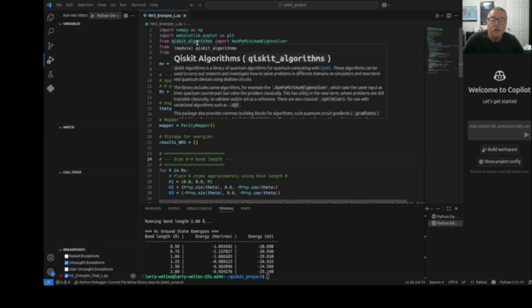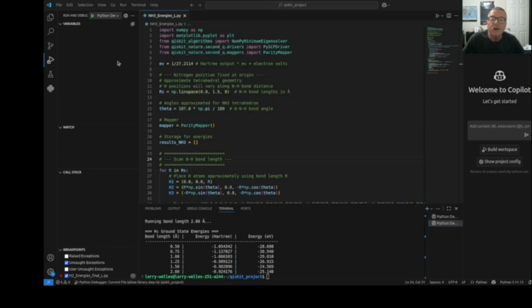The library includes some algorithms, for example, the NumPy minimum eigensolver, which take the same input as their quantum counterparts, but solve the problem classically. This has utility in the near term. Let's see what some other things down here are.